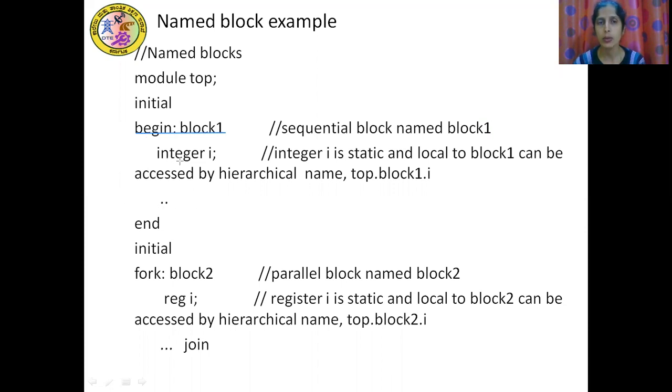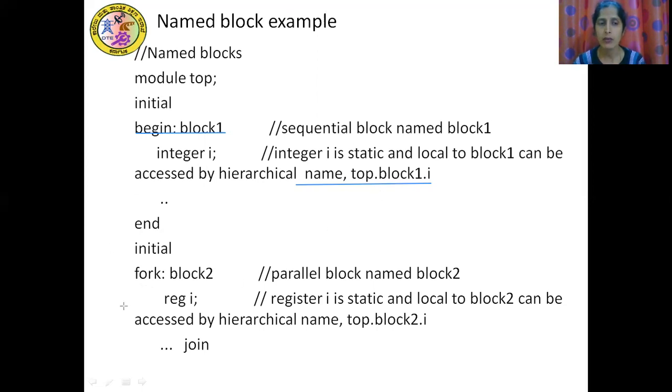As we came to know in the advantages, the local variables of named blocks can be accessed by a hierarchical name. Whenever we want to access the variable I, which is declared within the sequential block 1, we can mention the hierarchy, that is, the module name top, dot, followed by block 1, the name of the block, followed by the variable I. So this is how we can access the variable from the named block.